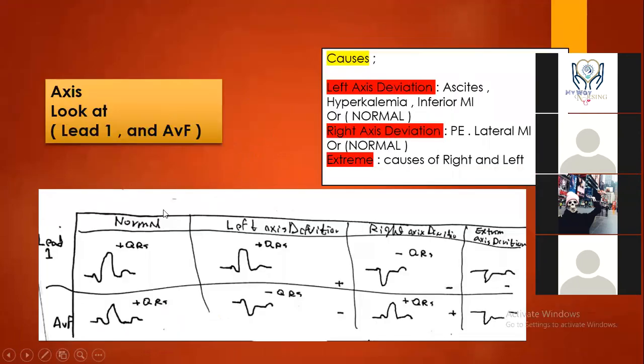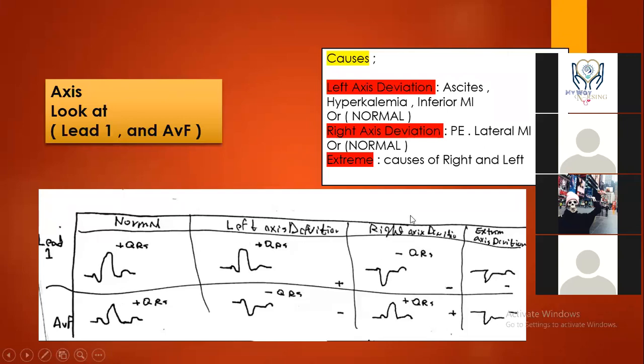Axis. For the axis you have two leads to follow, lead one and aVF. Normally the axis will be positive QRS, as I've written it here. Otherwise the QRS will be inverted, not on the baseline. It's inverted, as is very clear here.